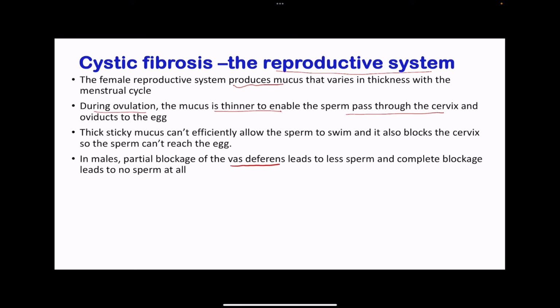In males, there can be blockage of the vas deferens. This is the tube through which the sperm can pass. So if this tube is partially blocked, then fewer sperms are going to pass through it. But if the vas deferens is completely blocked, there is a zero chance that the sperm is going to leave the male towards the female, and therefore fertilization will be prevented.